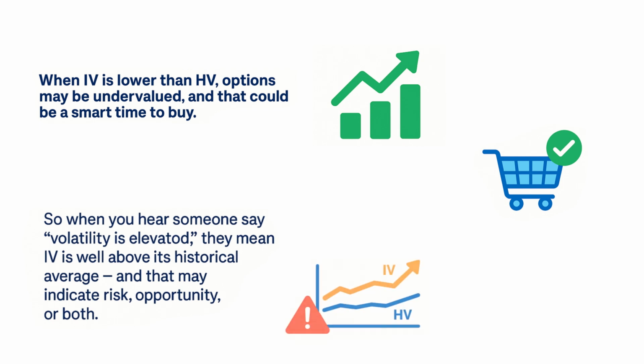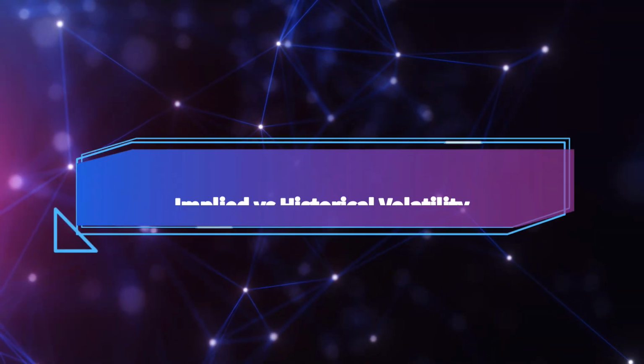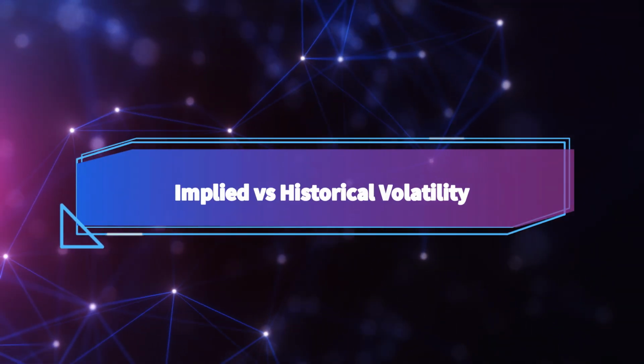So when you hear someone say volatility is elevated, they mean IV is well above its historical average, and that might indicate risk, opportunities, or both. Let's move on to the trader's rite of passage, the earnings trades. This is one of the most popular times for traders to buy or sell options, and it's where IV can play a huge role.